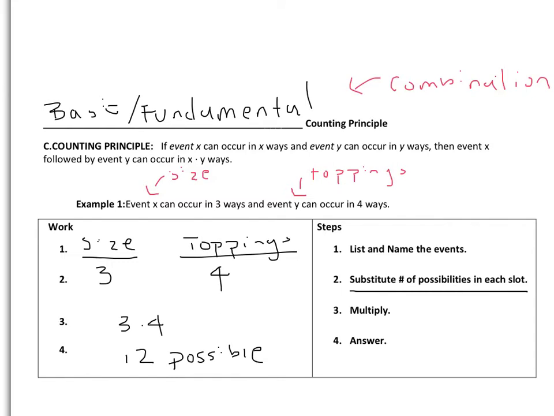Now, that is a combination. It doesn't matter if we get a small pizza with mushroom or a mushroom pizza that's a small. That's one choice. This is the strategy that we're going to use to solve problems that are combinations, or problems in which order does not matter. So let's do it.